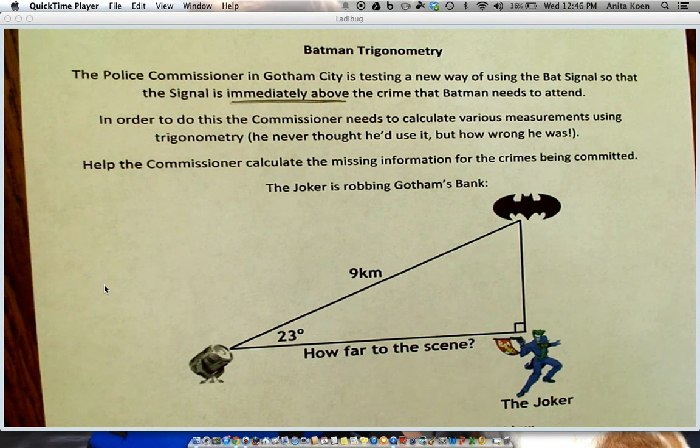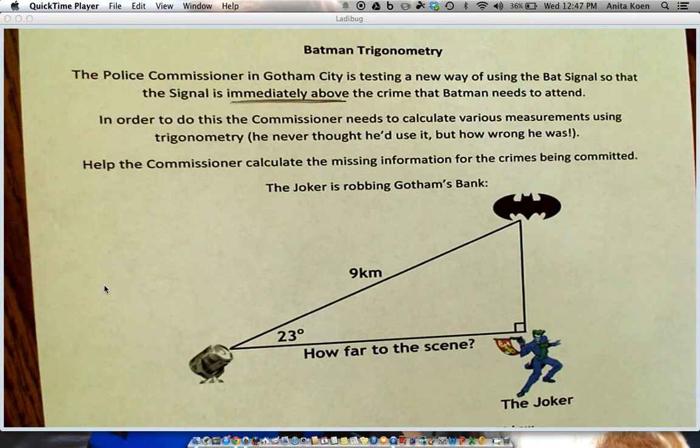In order to do this, the commissioner needs to calculate various measurements using trigonometry. He never thought he'd use it, but how wrong he was. Help the commissioner calculate the missing information for the crimes being committed. The Joker is robbing Gotham's bank.